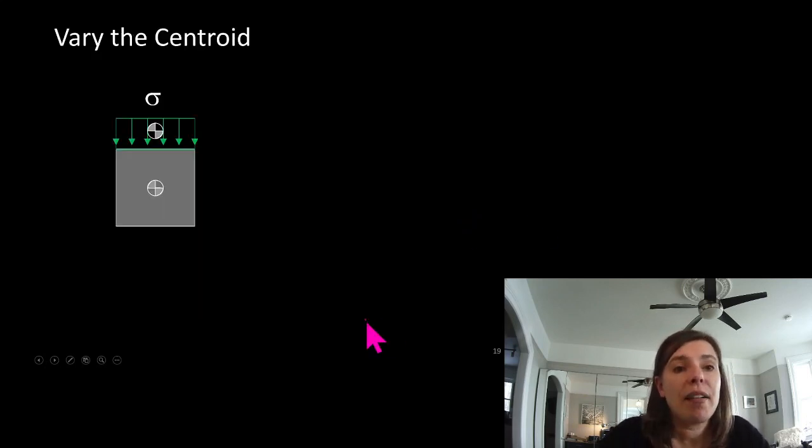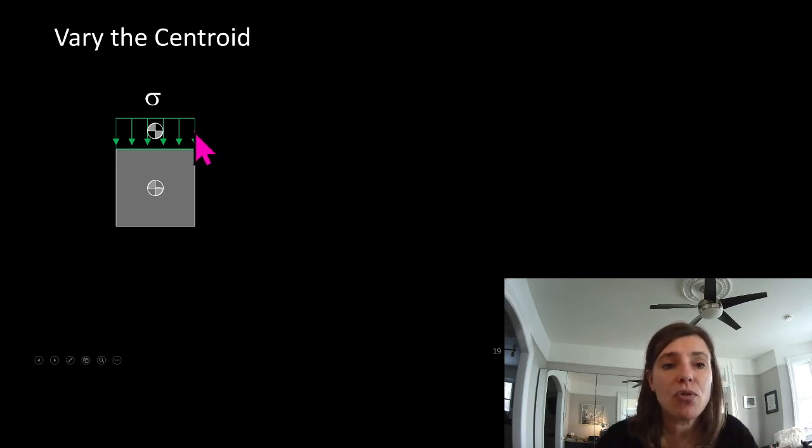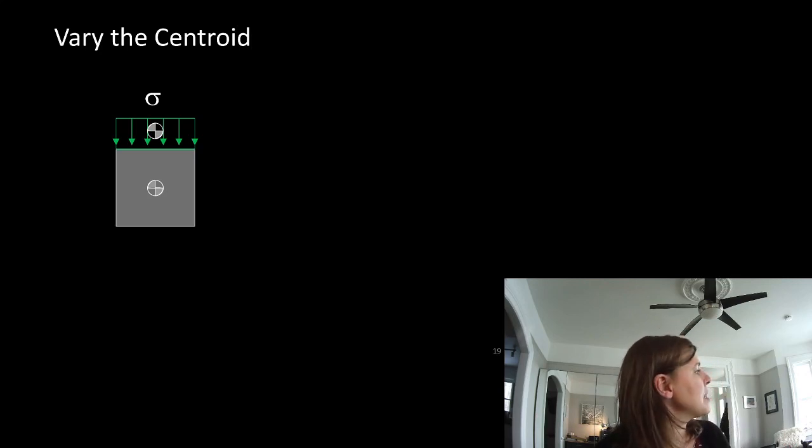So let's look at varying our centroid. We have the centroid of our object, and we have the centroid of whatever this stress is, because stress does not have to be applied equally. I'm trying to think of a good example in the practical world where stress isn't applied evenly, but they might.